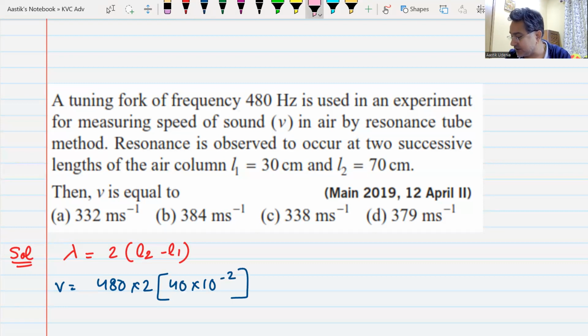The answer that you are going to get is 384, and that is your answer. Anyone understands this? Yes or no?